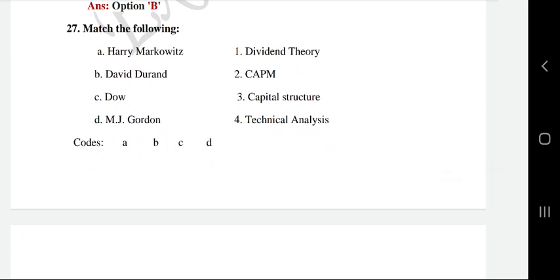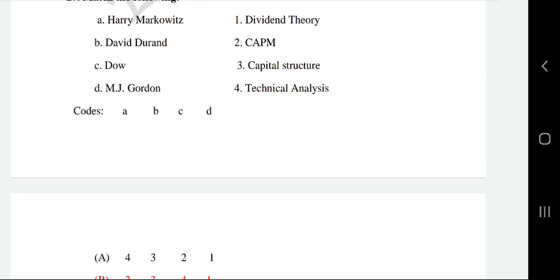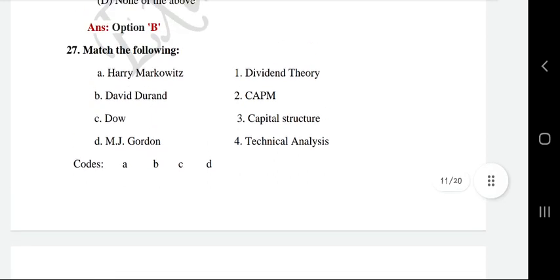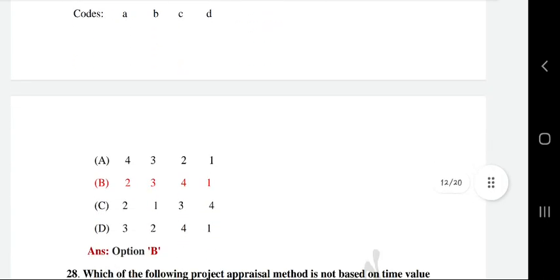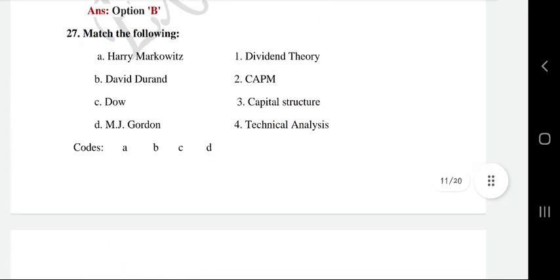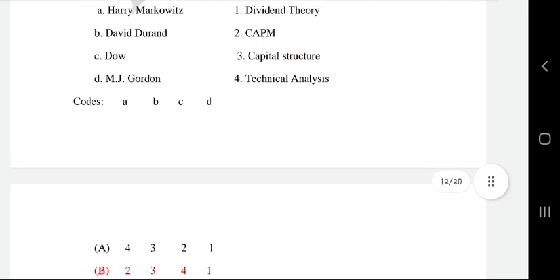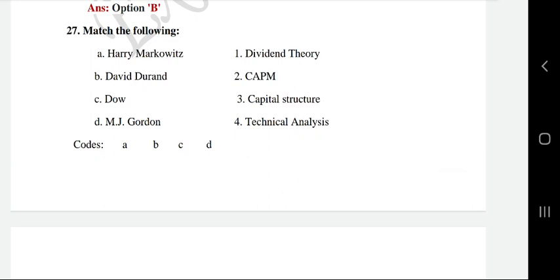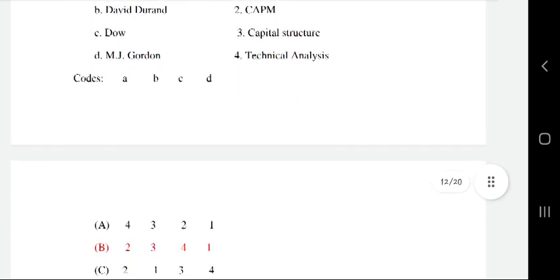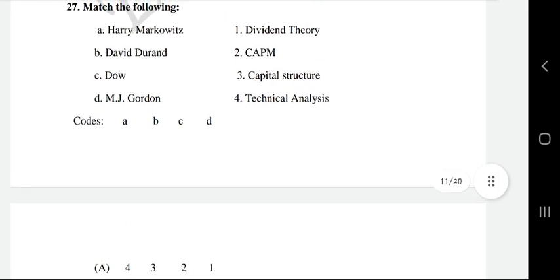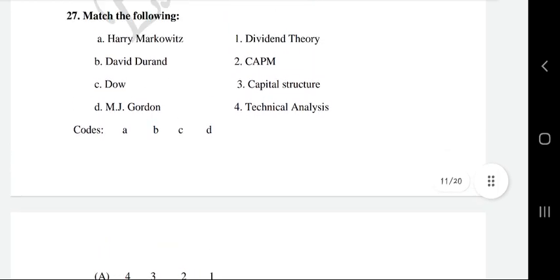Then match the following, 27th. Harry Markowitz, David Durand, Dow and M.J. Gordon. Here dividend theory, CAPM, capital structure and technical analysis. The answer is B, 2, 3, 4, 1. First A, 2, Harry, CAPM. Then David Durand, 3, capital structure. Then C, Dow, option 4, technical analysis. M.J. Gordon, dividend theory.